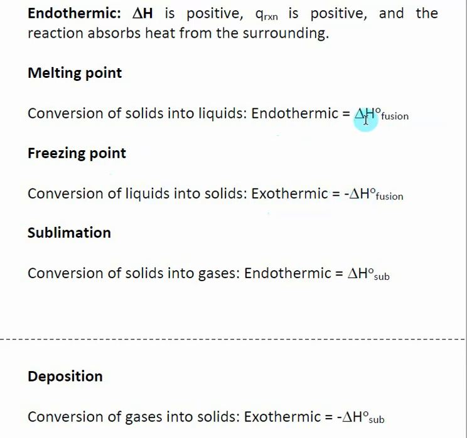So the actual number is the same. What changes is the sign, depending on which direction we're going. So this negative sign here is going to be very, very important, and we're going to see this again later on when we do some calculations.